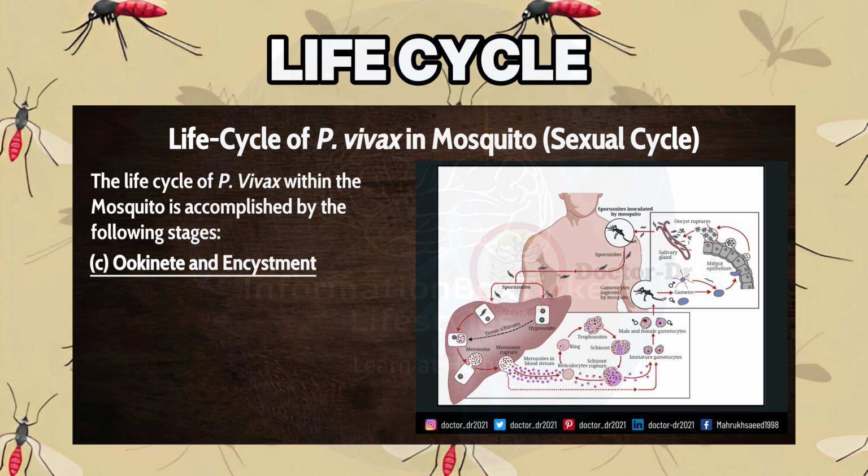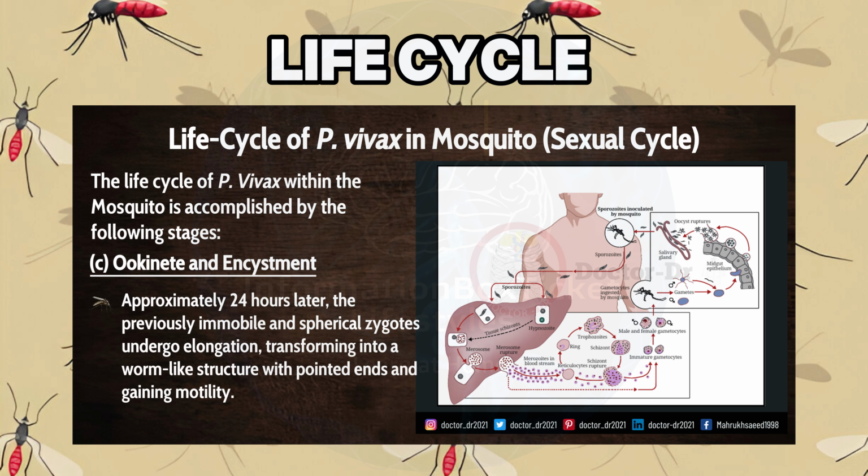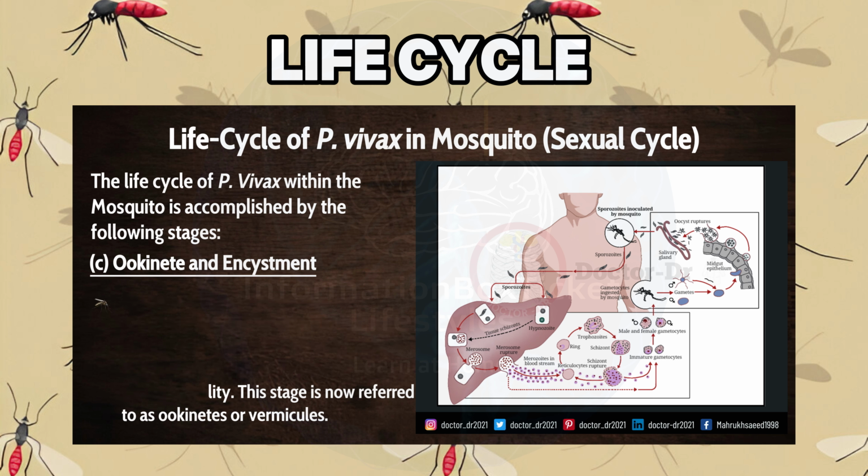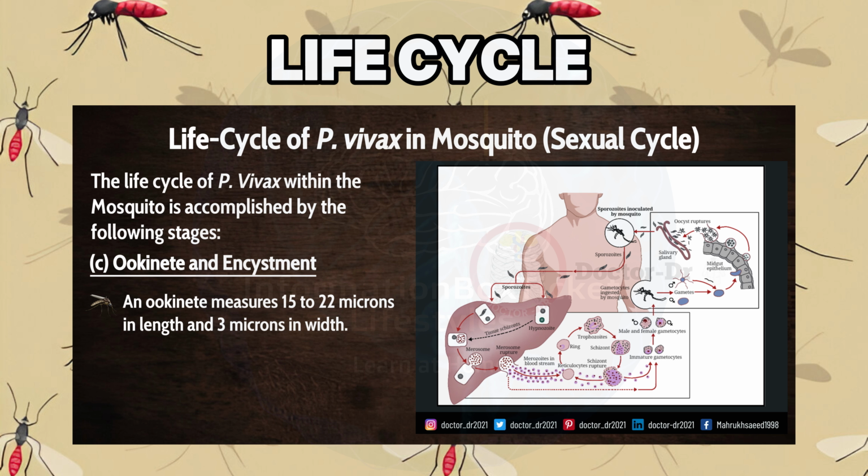C. Eukinete and encystment. Approximately 24 hours later, the previously immobile and spherical zygotes undergo elongation, transforming into a worm-like structure with pointed ends and gaining motility. This stage is now referred to as eukinetes, or vermicules. An eukinete measures 15 to 22 microns in length and 3 microns in width.